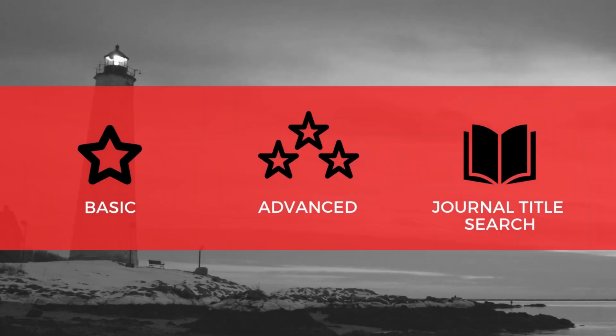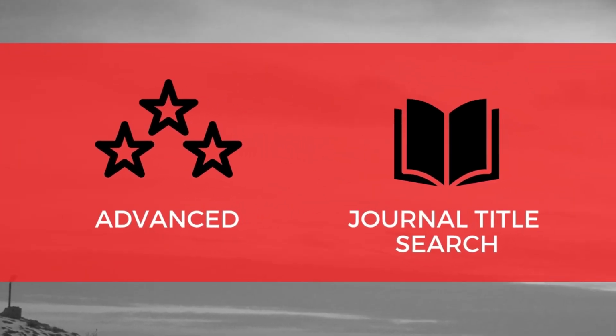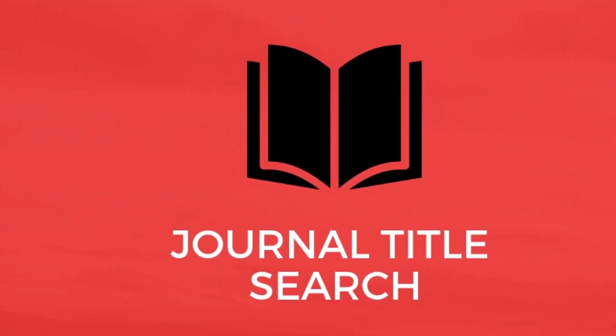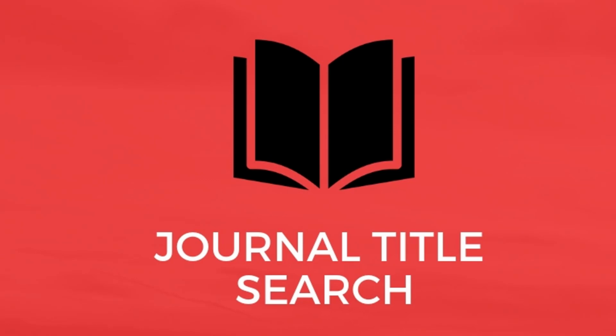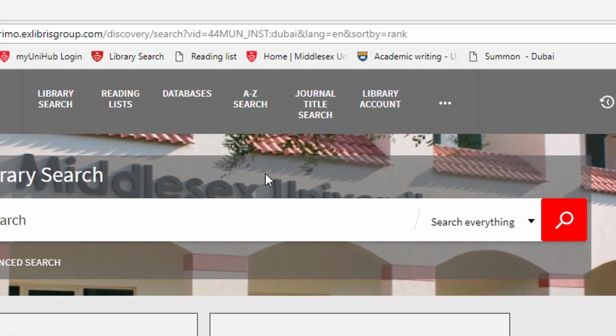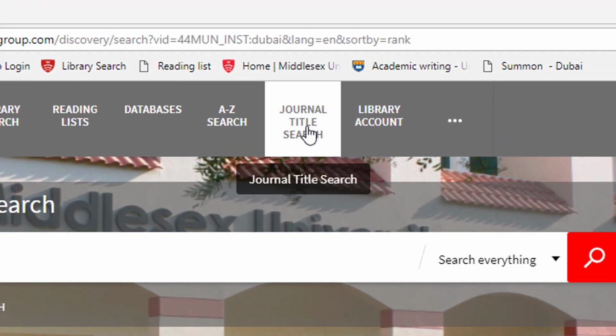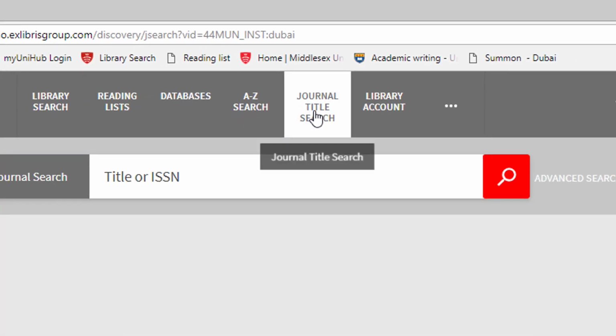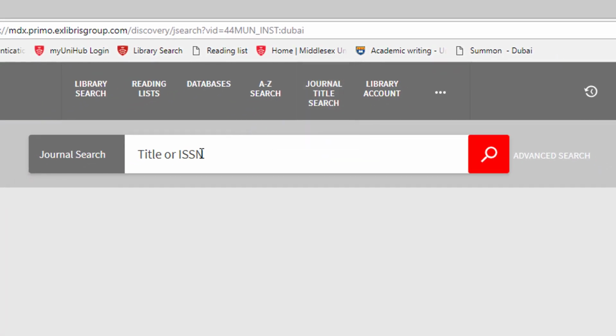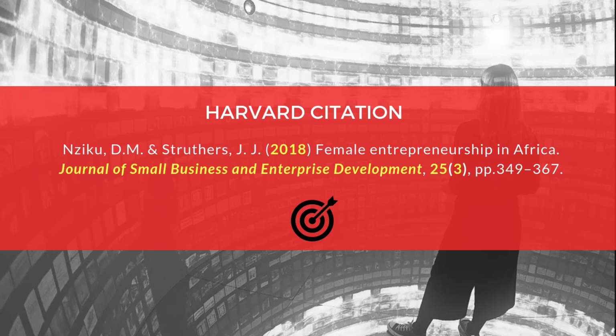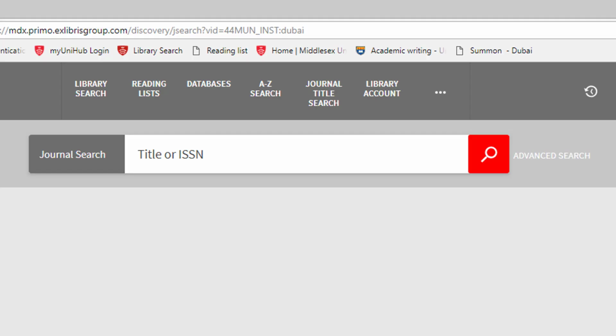The final type of search is the journal title search. This tells you the access periods for a particular journal title. To access, click on journal title search on the menu bar above the basic search box. To find an article, we need the journal title, year, volume, and issue number from a citation.